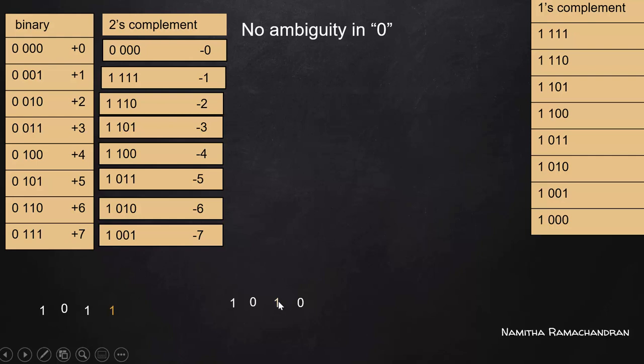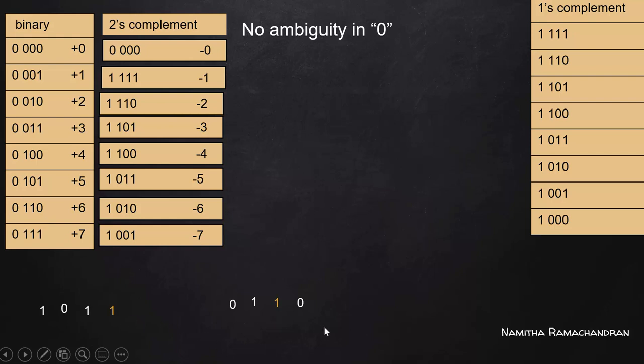That means this is the first 1 present while scanning from the right end towards the left. Stop right here, keep these bits as they are, and invert the remaining bits after this 1. This 0 becomes 1, this 1 becomes 0. This is the 2's complement of the given number. The given number is actually 1 0 1 0, that is minus 6. So its 2's complement is this.